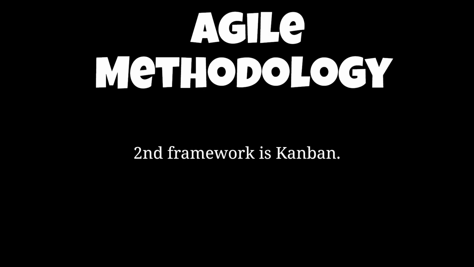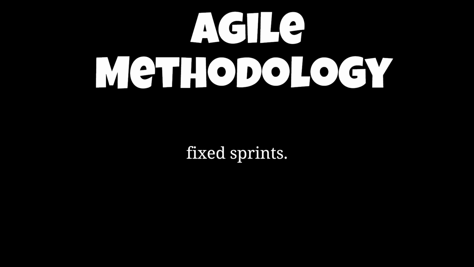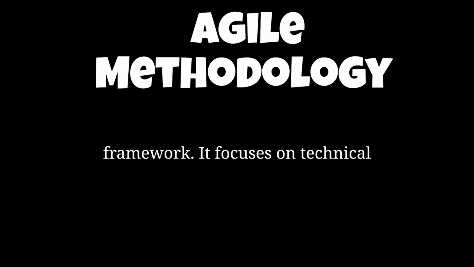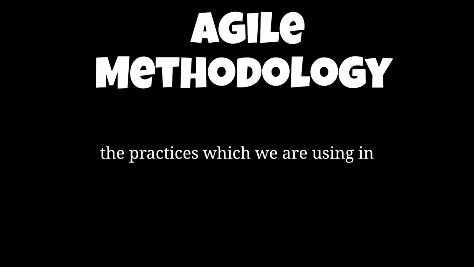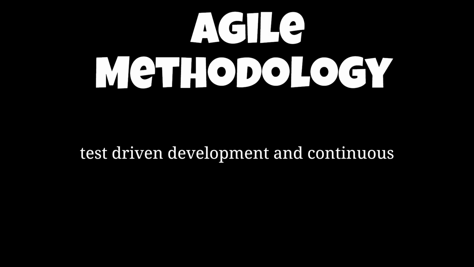Second framework is Kanban. In Kanban, we can visualize the work using a Kanban board. It focuses on limiting work in progress. It promotes continuous delivery without fixed sprints. Extreme programming, that is the third framework. It focuses on technical excellence and practices. The practices which we are using in extreme programming are pair programming, test driven development, and continuous integration.